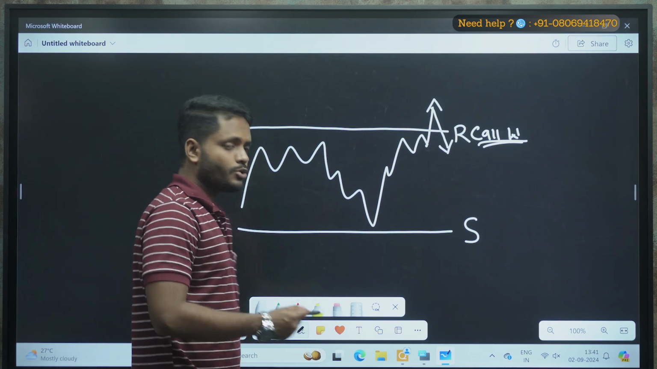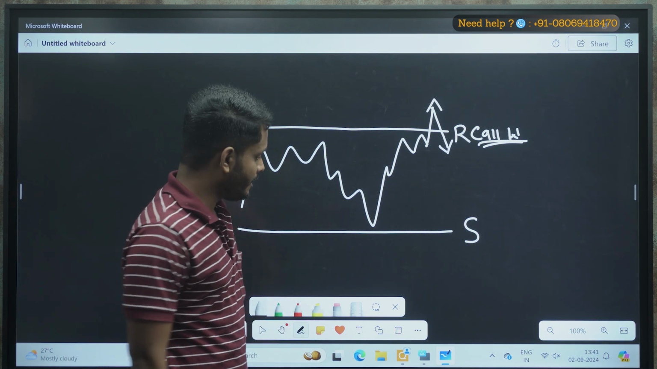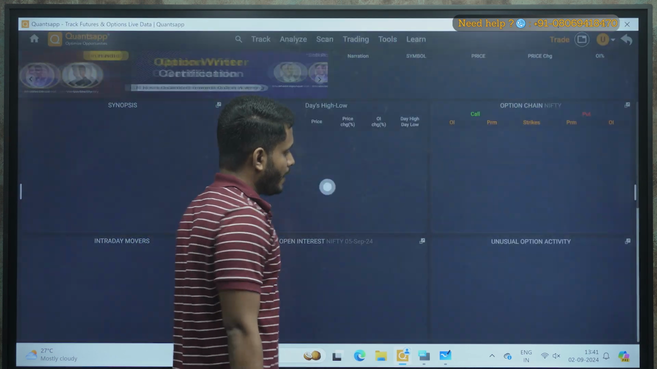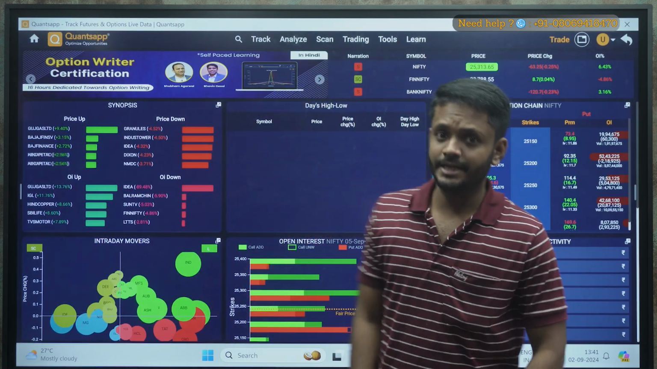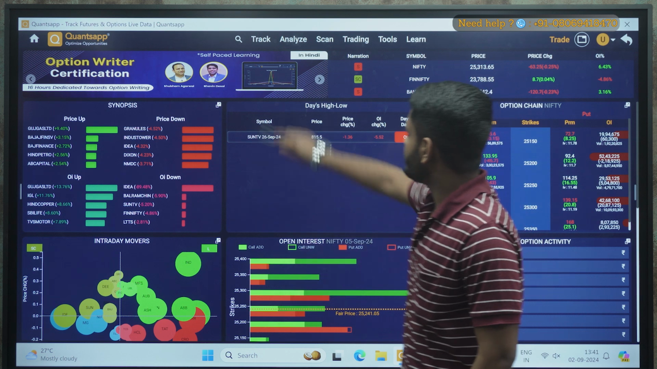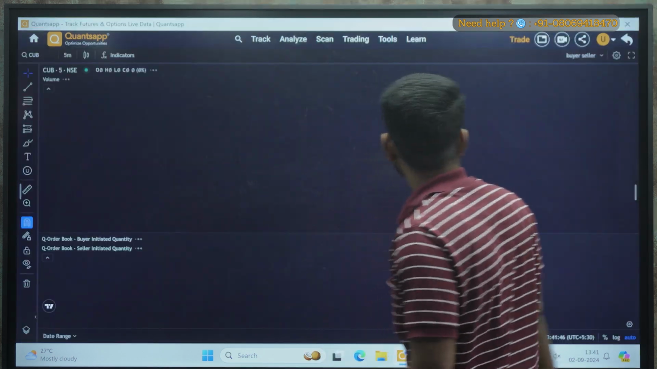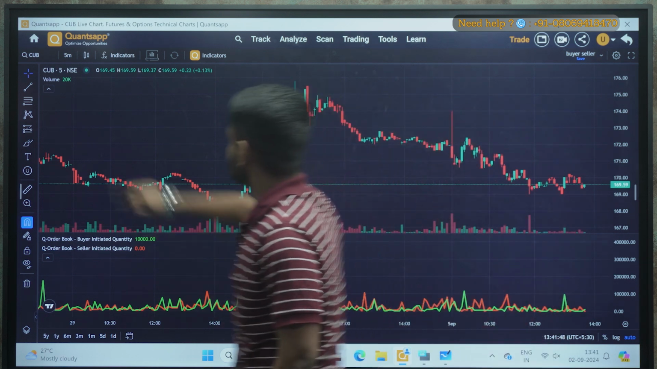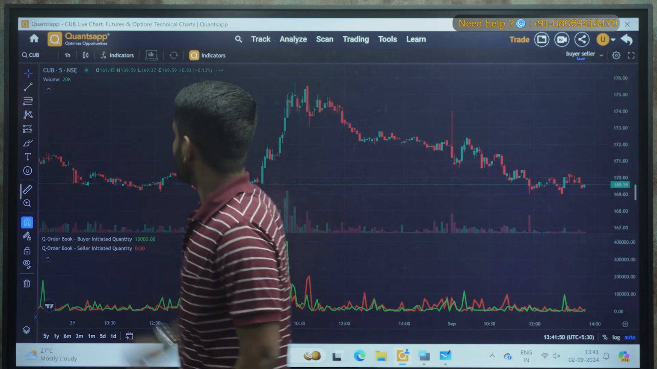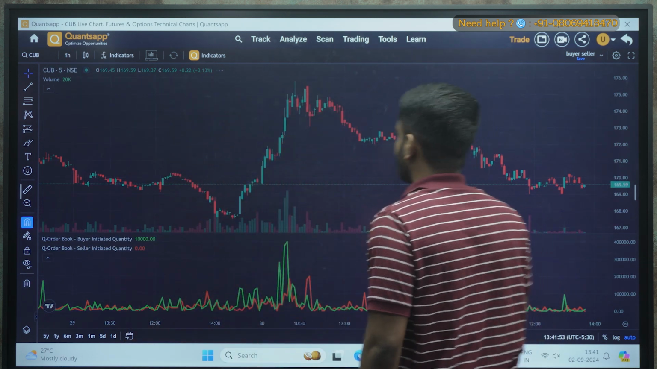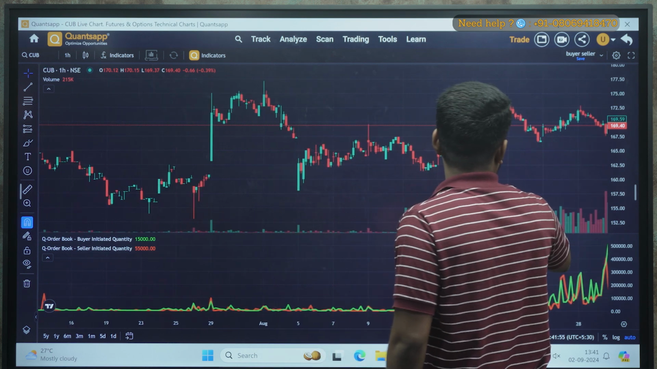Okay. So now let us go and check out one recent trade which happened. I would like to share an example of City Union Bank. Okay, so let me go into the chart. I'll be plotting the 1 hour time frame. So this is a 1 hour time frame chart.